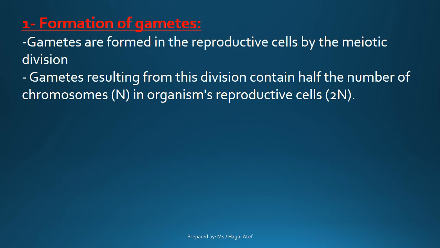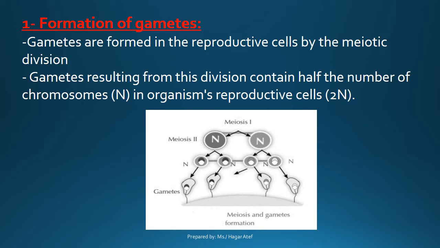Number 1, formation of gametes. Gametes are formed in the reproductive cells by meiotic division. Gametes resulting from this division contain half the number of chromosomes of the organism's reproductive cells, 2n.